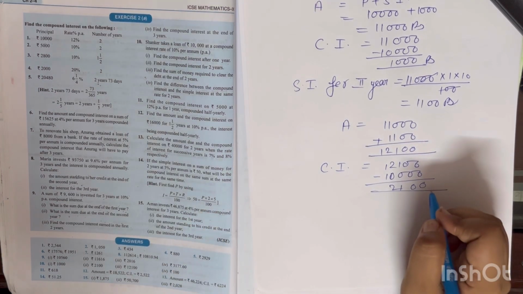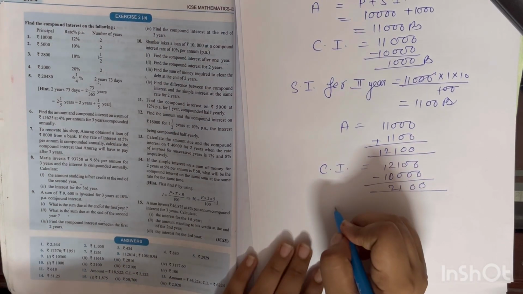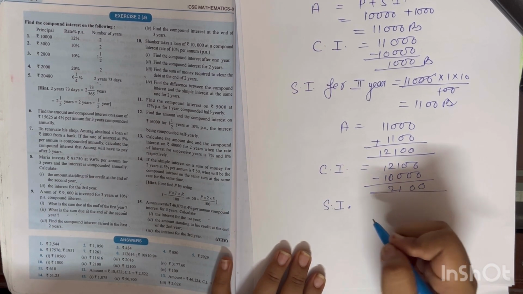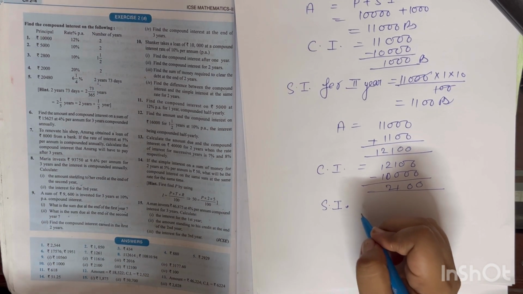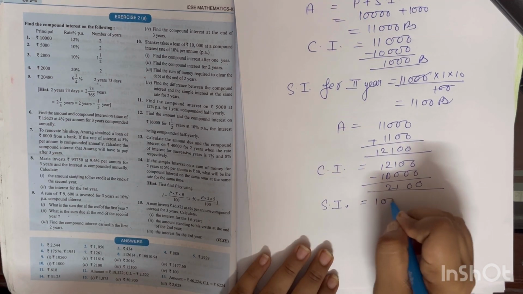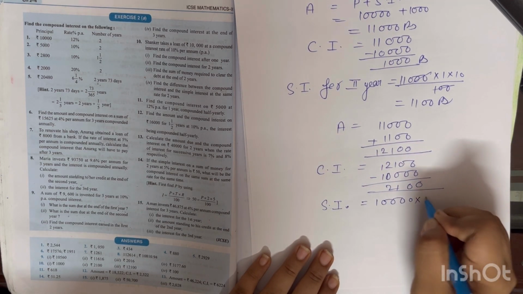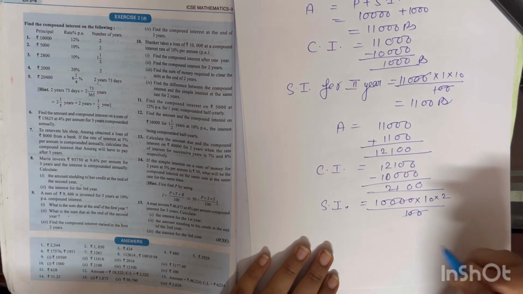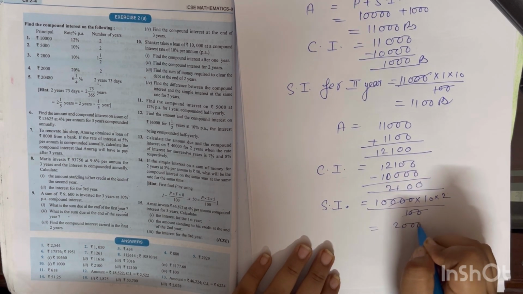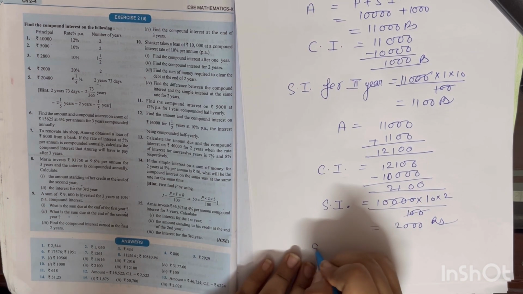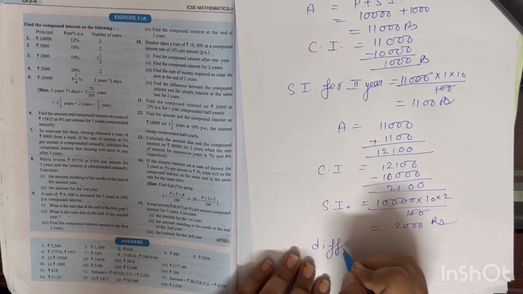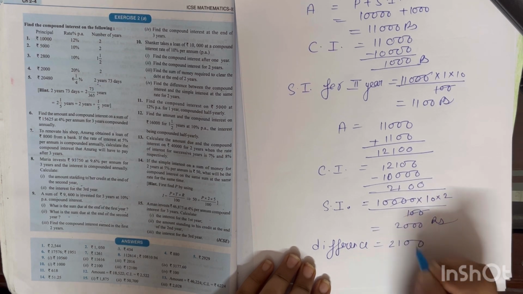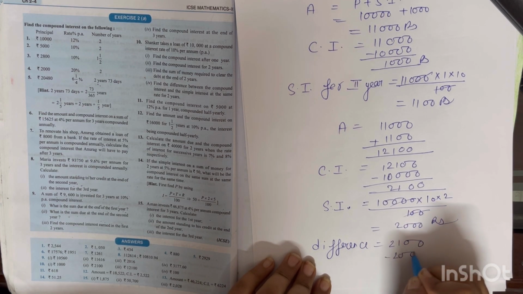Now simple interest will be P R T by 100, 2,000 rupees. Now the difference will be 2100 minus 2,000 rupees, it will be 100 rupees. Answer.